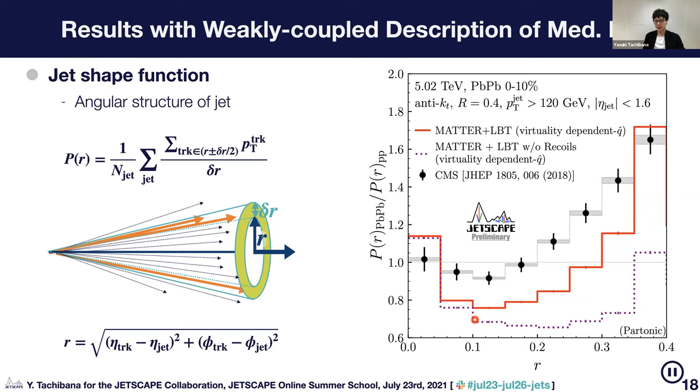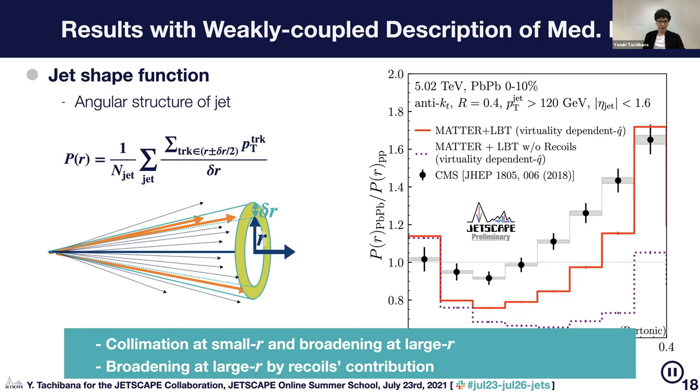And the dashed line shows the result in which I subtracted the contribution from the recoil particles. And here you can see that most of the broadening effect is brought by recoils. So we can see collimation at small r region, and we can see the broadening at large angle, and that broadening is brought by the recoil contribution.